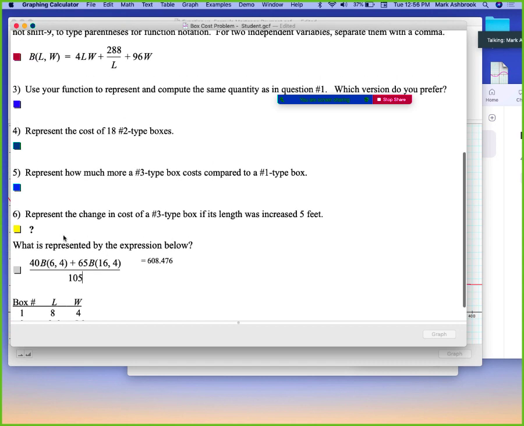Let's do this last one. So, what's the change in cost of the number 3 type box if its length was increased by 5 feet? Did you guys get that up here? You said B of 15, 7.25, and then minus B of 10, 7.25.